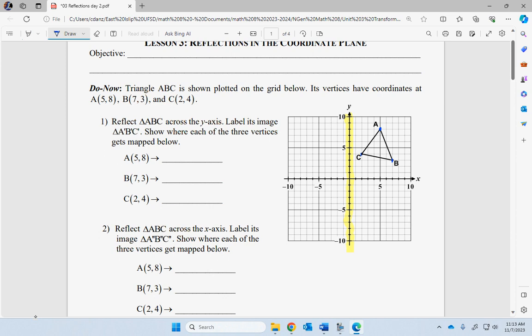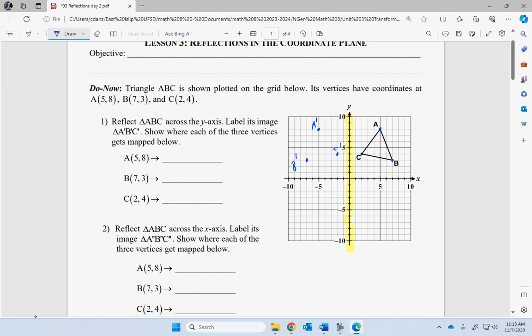And I'll reflect point A. Point A is 1, 2, 3, 4, 5 units away. Go 5 units away on the other side. Call it A prime. B is 1, 2, 3, 4, 5, 6, 7 units away. Go 7 units on the other side, and call it B prime. C is only 2 away.